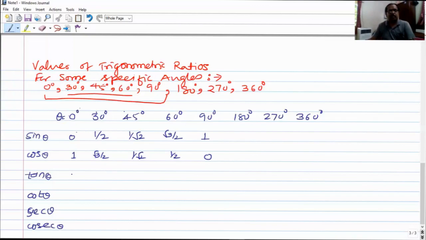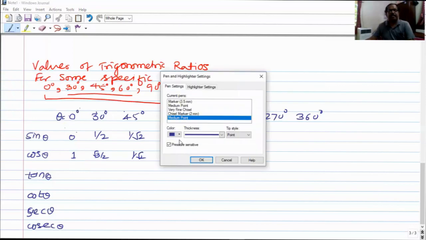After that, students, I'm going to explain how these values of trigonometric functions can be remembered. To remember these values, the very first line is very important. What is that first line? The first line is this one.